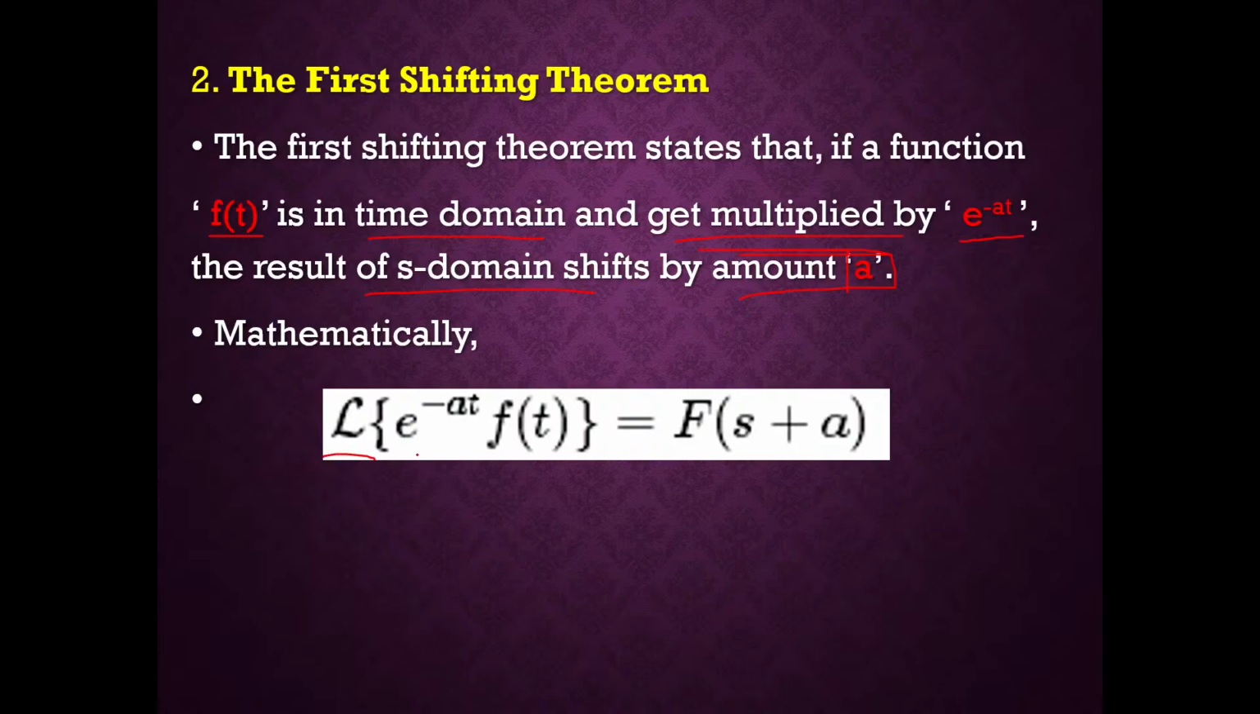So Laplace of f of t multiplied with e power minus at. If you take the Laplace of this, you should get the function f of s, but it will be shifted by an amount, so you must write f of s plus a. So if we take the Laplace of the exponential term e power minus at multiplied with the function f of t, the Laplace of that product will give us f of s plus a. This is the first shifting theorem.